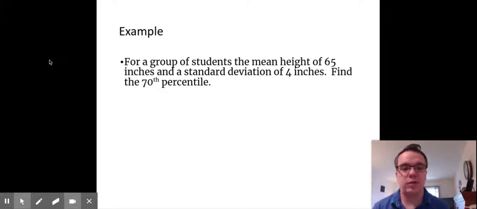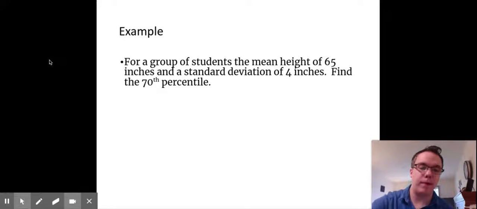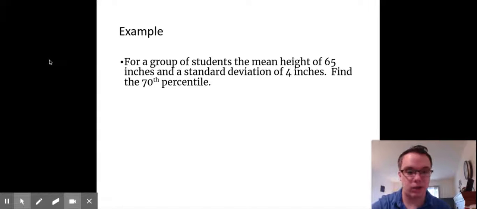So what we're going to do is go to our z-table. And remember, there's 2 sides. There's a negative side and a positive side. The positive side represents numbers that are standard deviations above the mean, so above 50%. So any percentile above 50%, we're going to use the positive side of the graph.